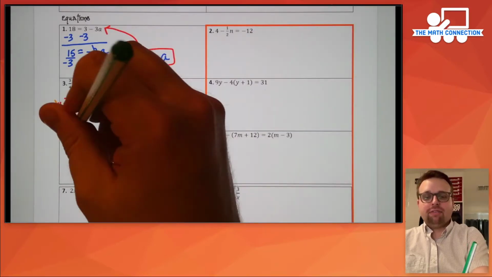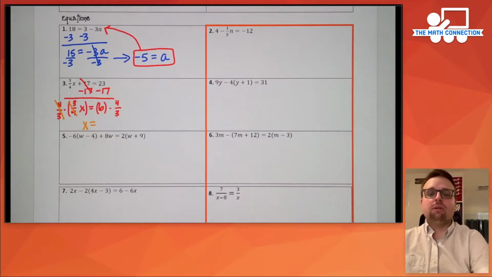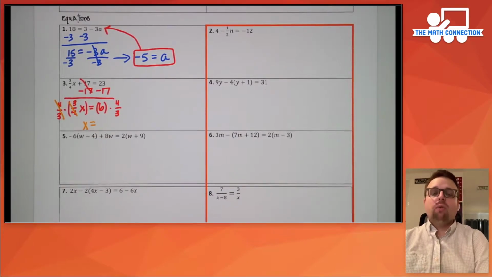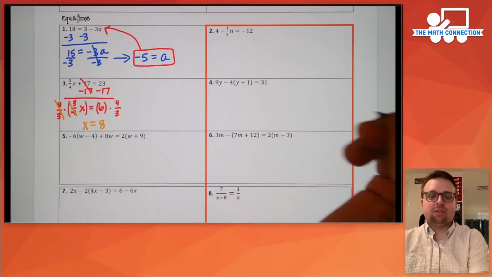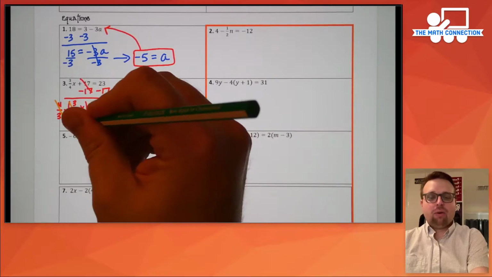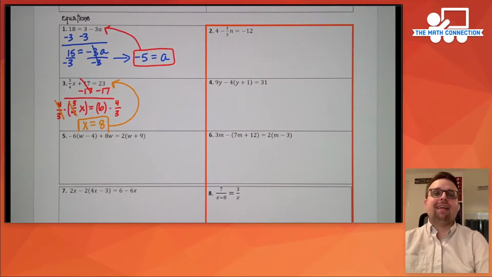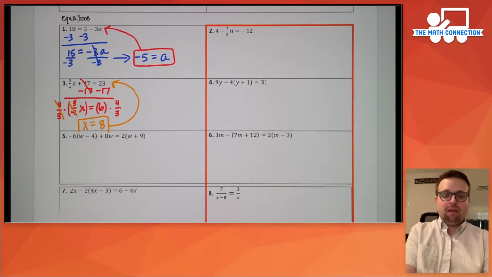So all you'll have left here is x equals, and we just need to figure out what is 6 times 4/3. Well, 6 times 4 is 24, and 24 divided by 3 is 8. So my answer here is going to be 8. And I can always go back and plug this into my original equation and see if I can get the answer that way, okay?